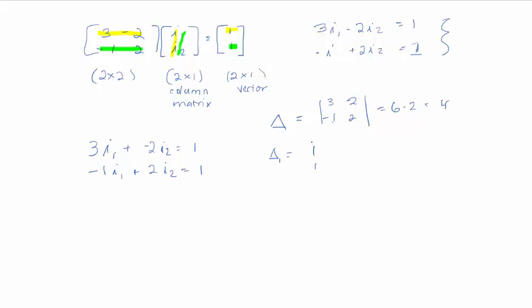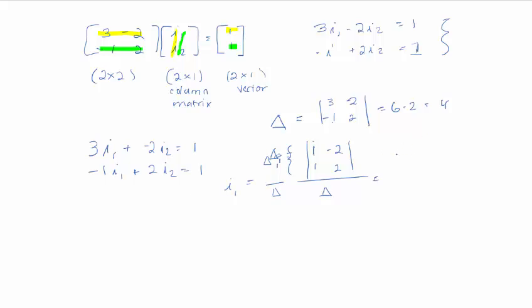So 1, 1 is going to be substituted in that first column. This column will stay the same, 2 and minus 2, and divide it by the determinant of the coefficient matrix. Actually, sorry, this part right here is delta 1. And so it's divided by delta there. And that will give you I1 by definition.